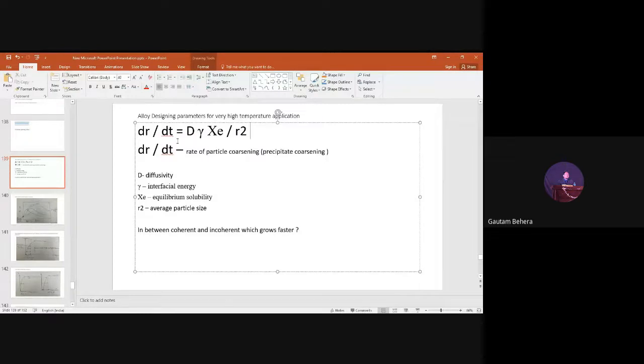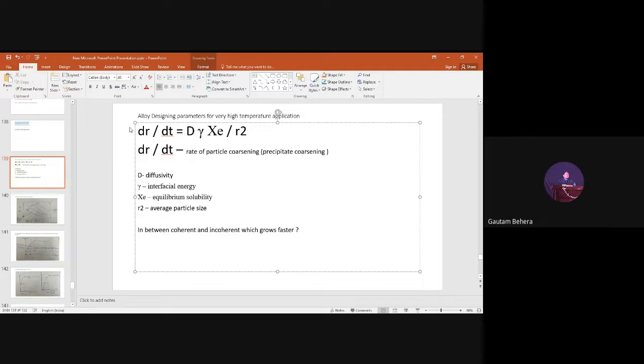So here dr/dt is nothing but the rate of particle coarsening, or precipitate coarsening. The rate of coarsening depends upon D, which is the diffusivity. That means if the diffusivity is very high, the particle will become coarser with time. It also depends upon the interfacial energy. If the interfacial energy is more, the particle becomes coarser. Then it depends upon Xc. This is a very interesting parameter, Xc, which is nothing but the equilibrium solubility. If the equilibrium solubility of the particle in the matrix is more, then it becomes coarser.